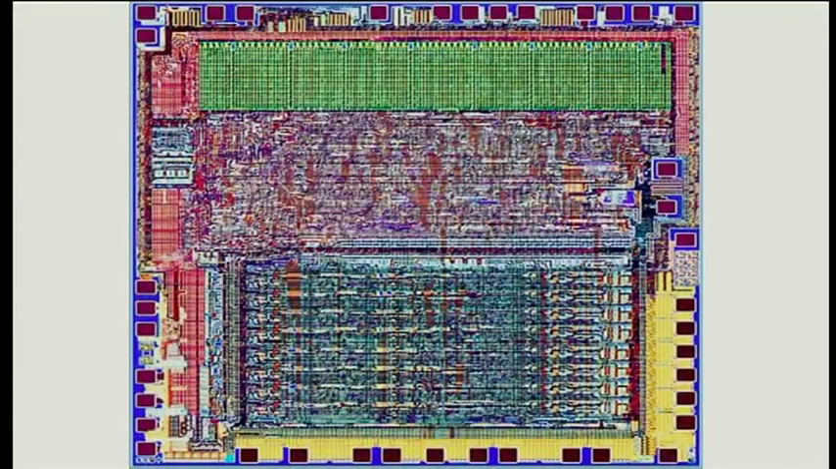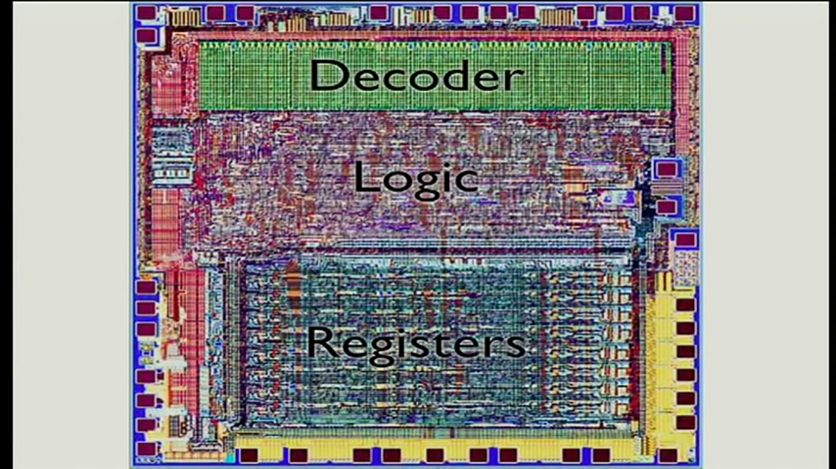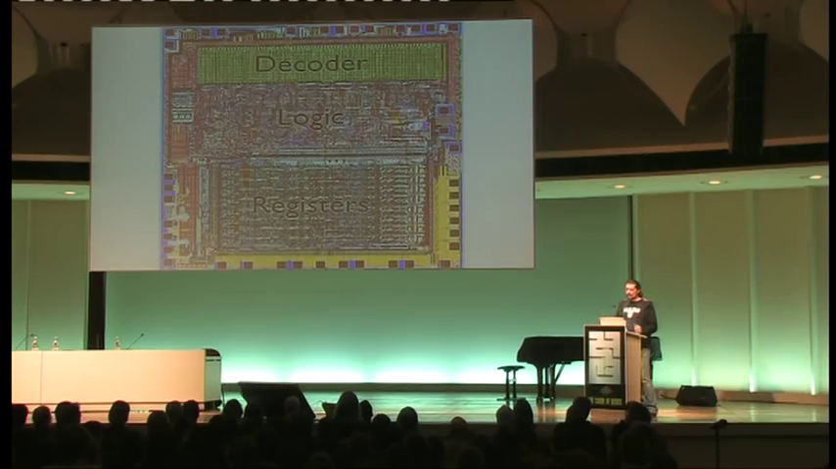So people have done die shots of it, so this is a very early one, and everything people could understand about it was, well, there's some decoder, some logic, and registers. That's everything that was understood about that die shot.